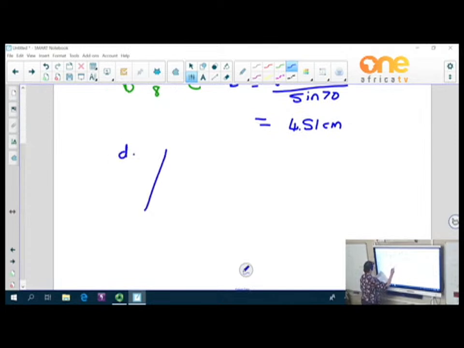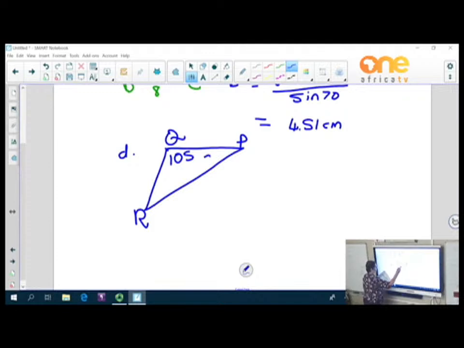The next one is number D. Again, triangle PQR. We again have an obtuse angle there, Q, which is 105. So PQR. P is 27. And R is 15. R is the small letter there, so that one is 15. And we have to calculate Q, this one here.